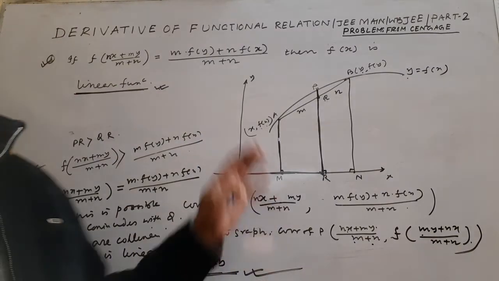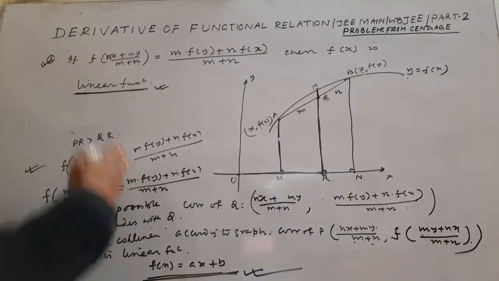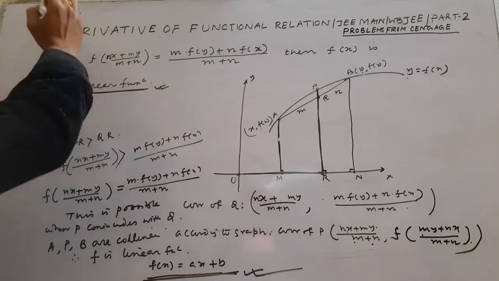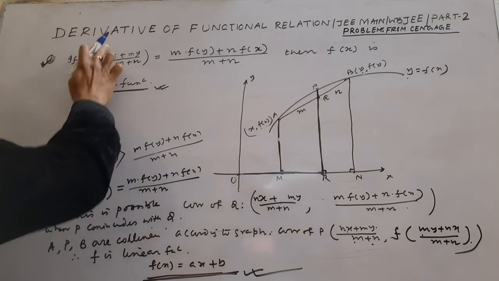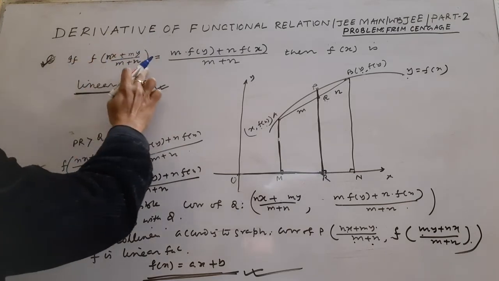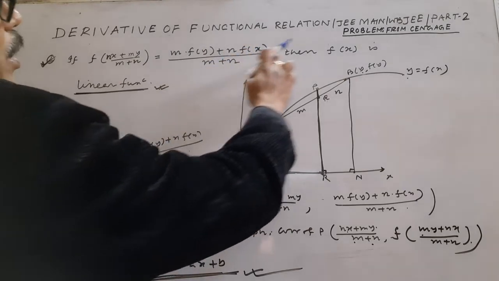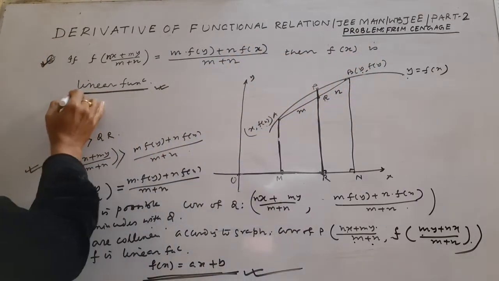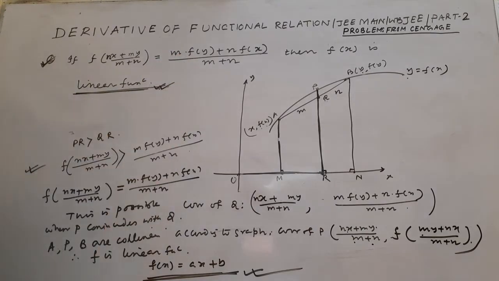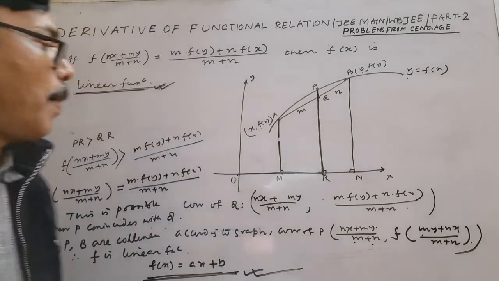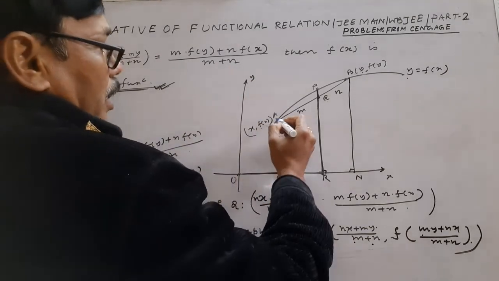These are all problems from Cengage publication. So look, problem number 1. Again, look at the result. If f((nx + my)/(m + n)) = (m f(y) + n f(x))/(m + n), then f(x) is a linear function. So we need this result. The proof we have already given.